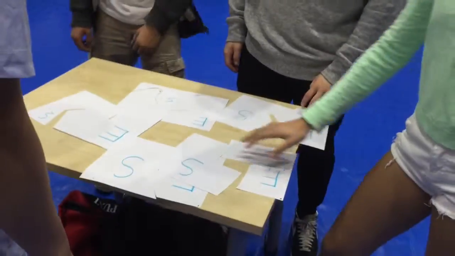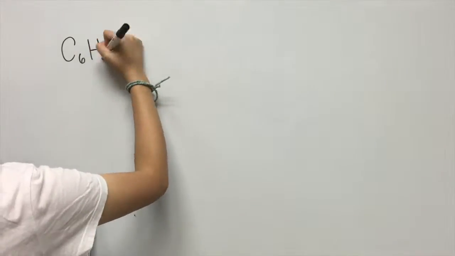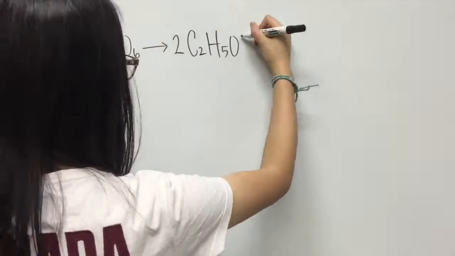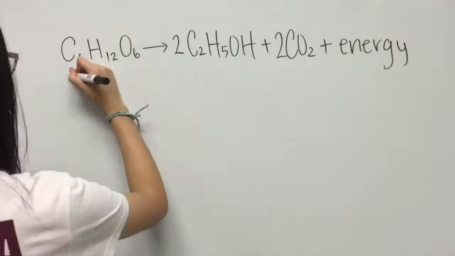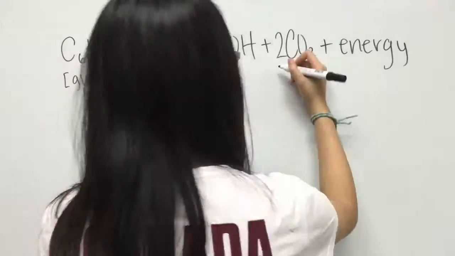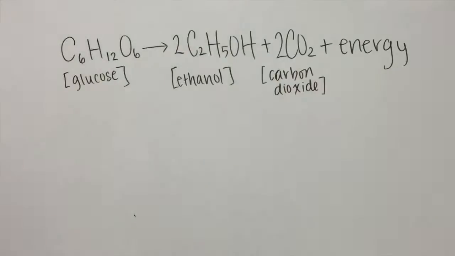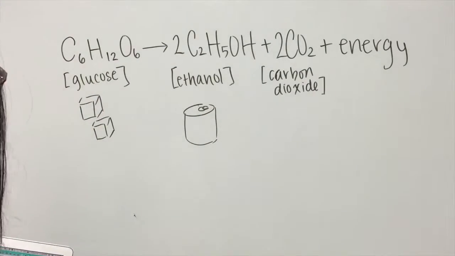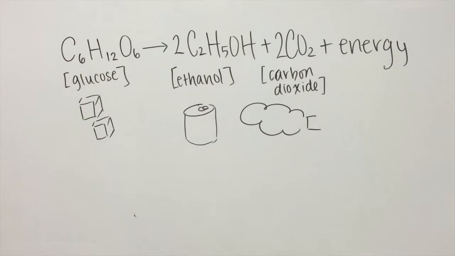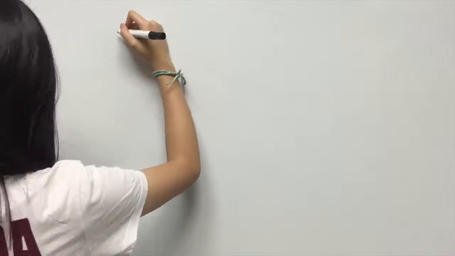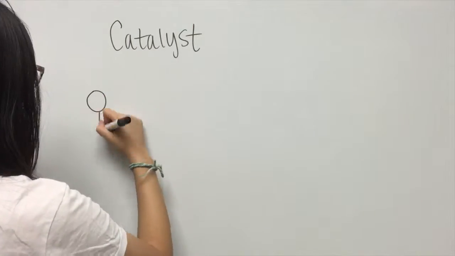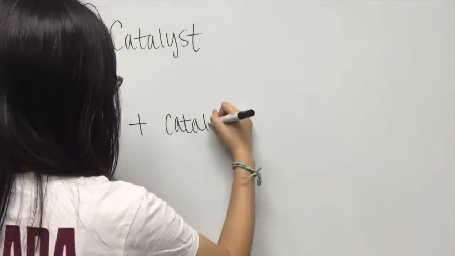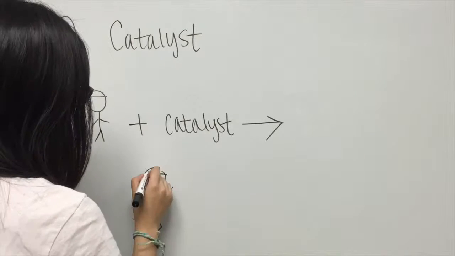With the lock and key model in mind, let's look at the chemical reaction of the breakdown of sugar. Although this chemical formula may seem difficult, all it is is that sugar breaks into two parts, which are ethanol, which is in beverages, and carbon dioxide, often from exhaust or just our breathing. Now here, the enzyme acts as a catalyst of the reaction. A catalyst is a substance that just speeds up the reaction.